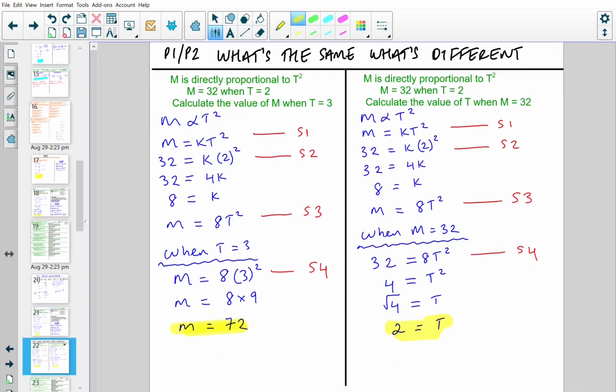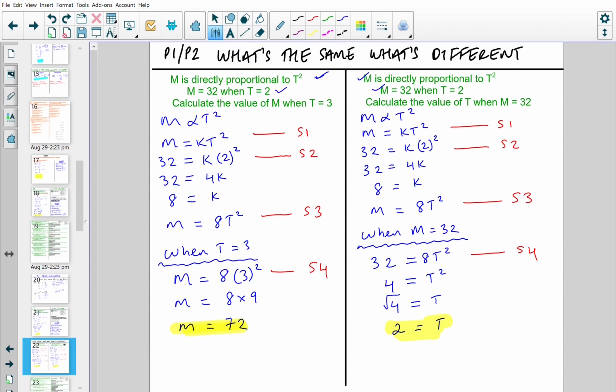Lastly, what is the same and what's different about P1 and P2? They're right next to each other, so it makes it easy for us. Again, very similar question. m is directly proportional to t squared. First sentence the same here. Second sentence is exactly the same. The only thing that's different between P1 and P2 is here, last sentence, calculate the value of m when t is equal to 3. After we do step 1, step 2, step 3, step 4, to get to the final answer, we simply substitute t into this, and we worked it straight away.